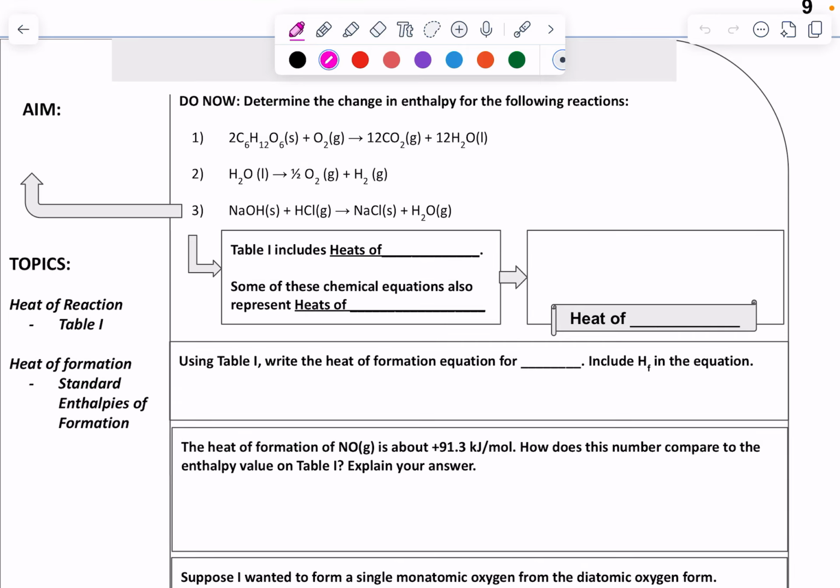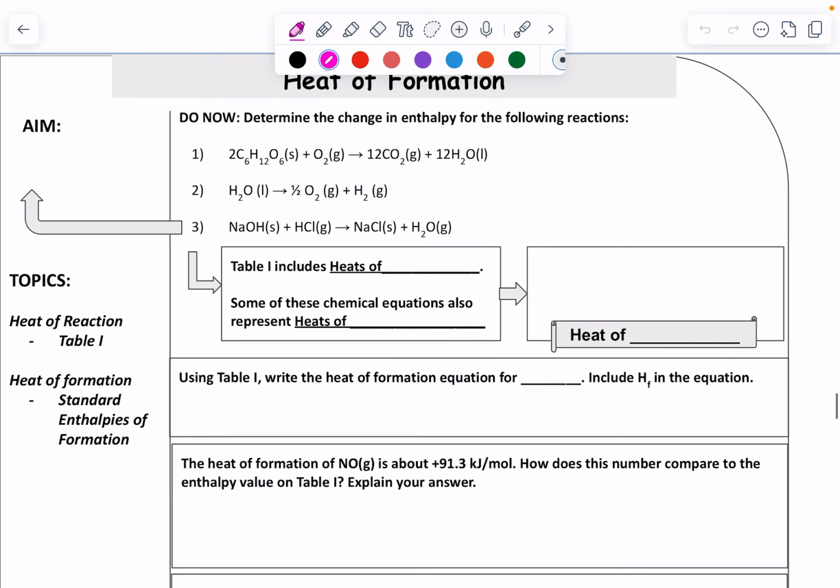Everyone, let's open up to lesson 11.5. So here for the do now, we are given three equations. Let's go ahead and calculate the change in enthalpy for each one of them.